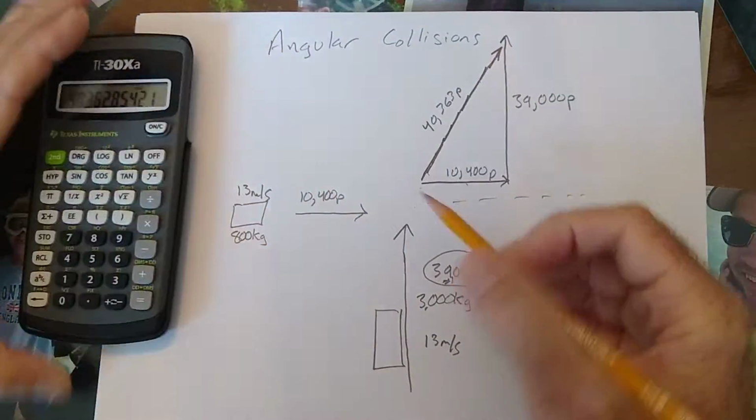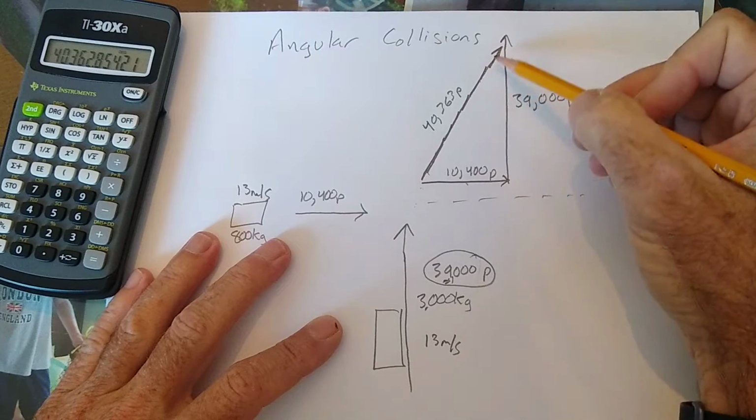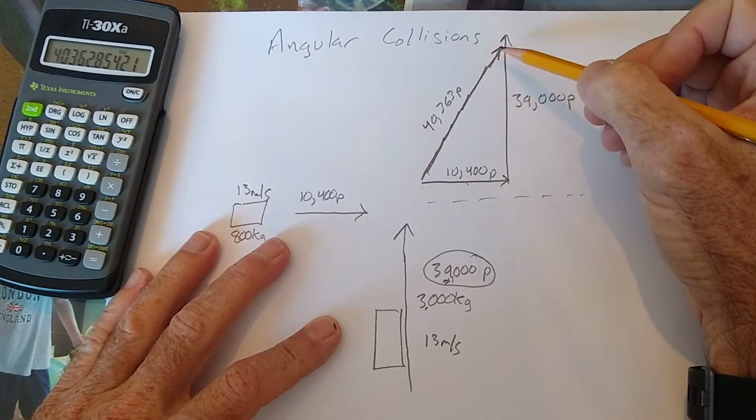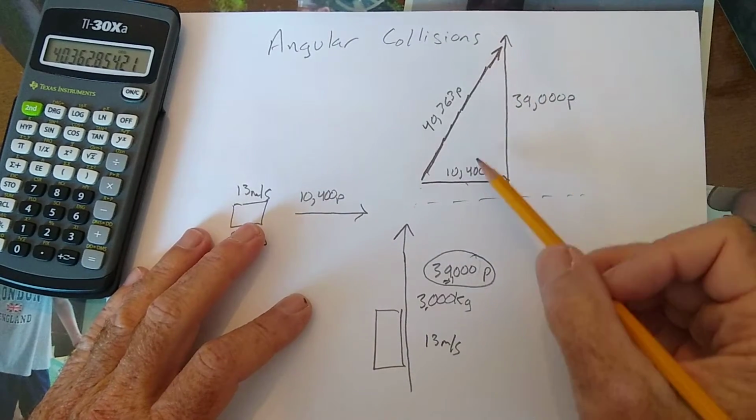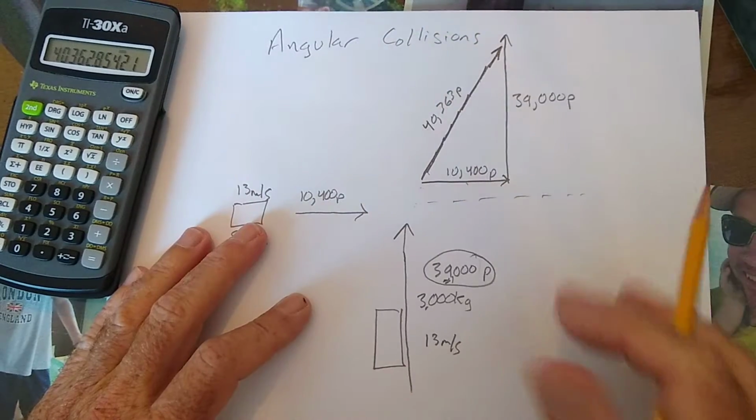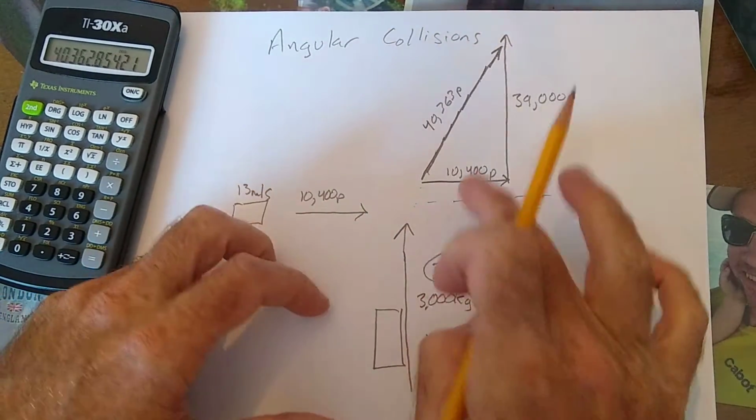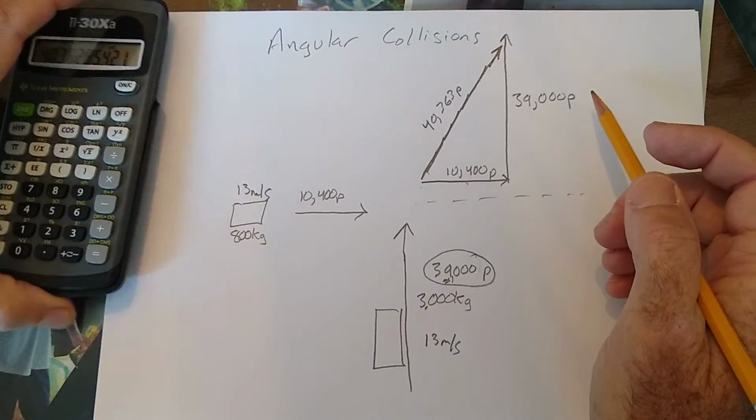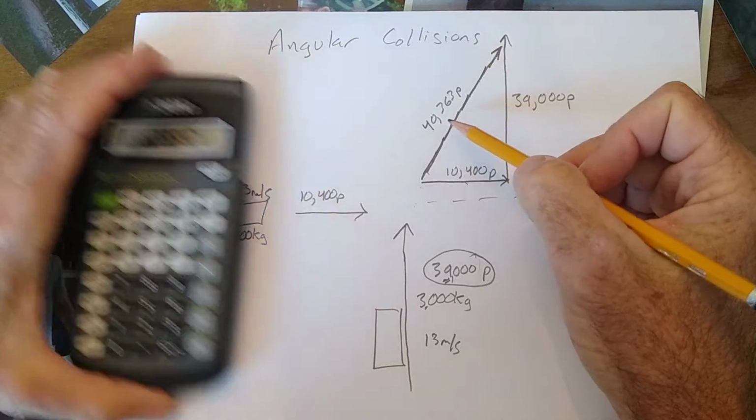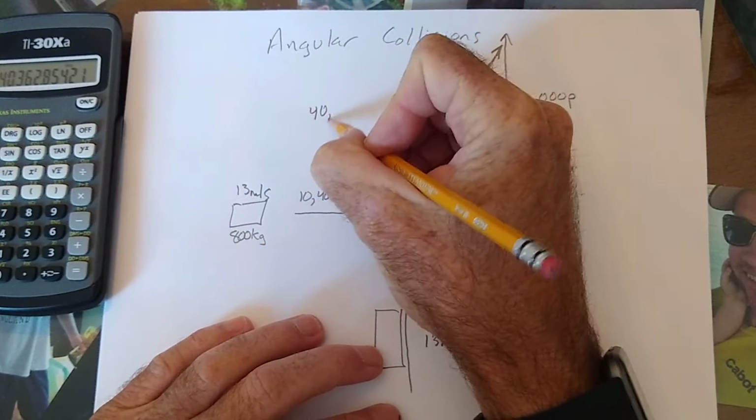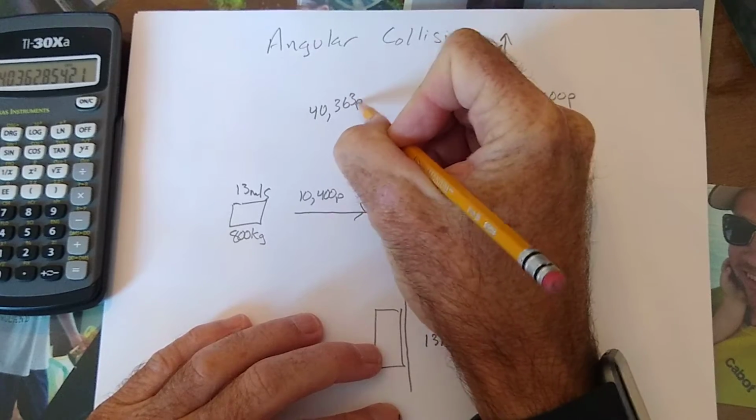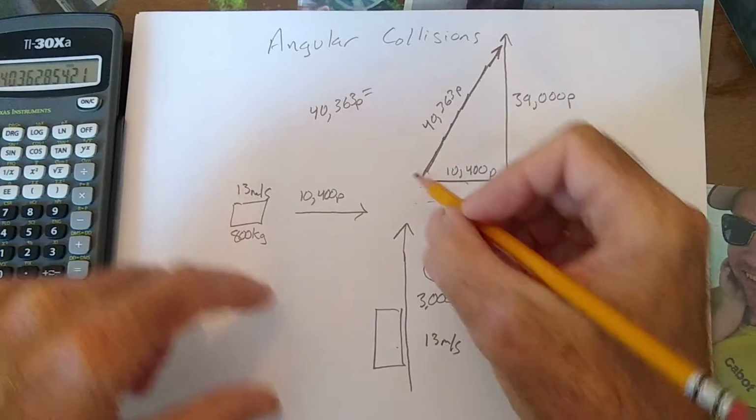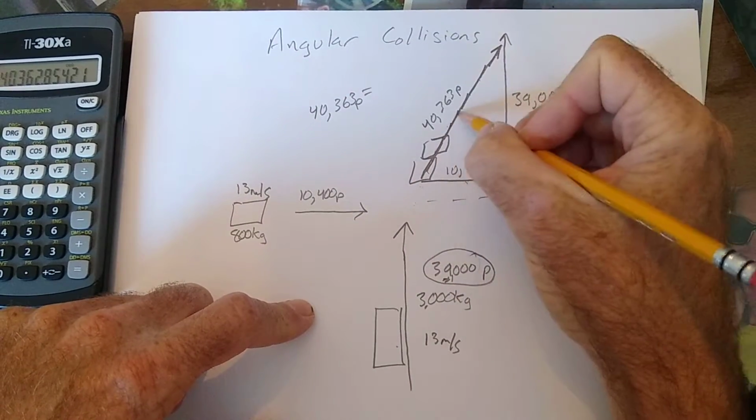40,363 P. So this is this side of the triangle. And you're like, Mr. Perkins, they have more P now than they originally had. No, there's not any more momentum. This is just the way these two momentums combine, okay? So if you look, we know we had this much P, right? 40,363 P. And when they crash, they stick together. So both of them are stuck together now going this way.